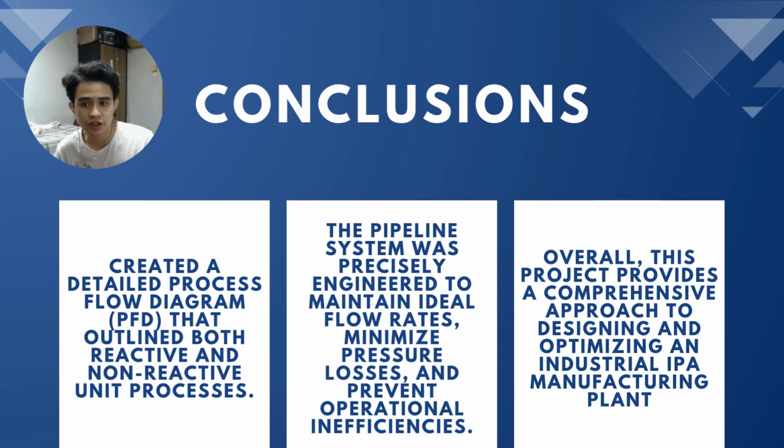Additionally, we designed a large stainless steel storage tank with structural integrity, corrosion resistance, and safety features to prevent contamination and vapor loss. Overall, this project provides a comprehensive approach to designing and optimizing an industrial isopropyl alcohol manufacturing plant. With the integration of the principles of chemical engineering as well as chemical engineering fluid mechanics, conducting thorough calculations, and selecting appropriate equipment, we present a practical, implementable solution that enhances the efficiency as well as the sustainability.